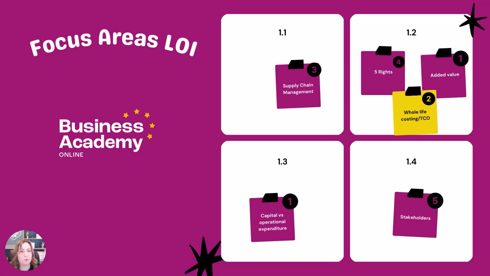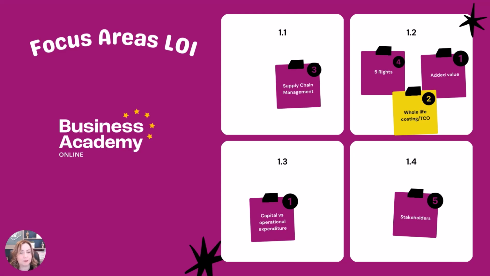In terms of 1.1, supply chain management is a topic that's come up 3 times. For 1.2, we're looking at 5 rights, added value, and whole life costing or total cost of ownership. So 5 rights came up 4 times, quite popular. Added value has come up once. However, sometimes added value and 5 rights are mixed together. Whole life costing and total cost of ownership has come up twice.